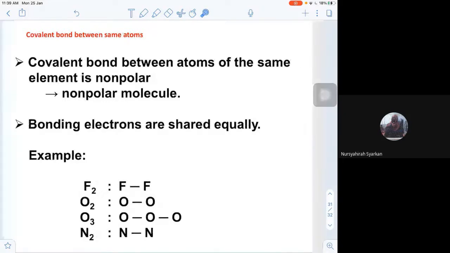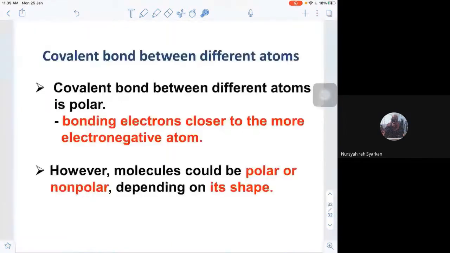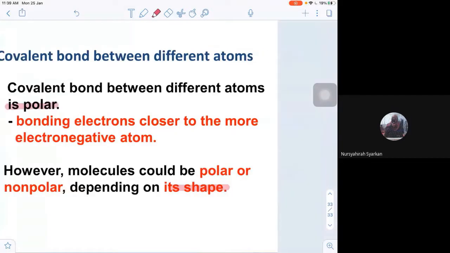As compared to a covalent bond made between different atoms, where the bonding electrons will be closer to the one that is more electronegative, so the bond is polar. It's always polar if we talk about the bond. However, the molecule as a whole can be polar or sometimes non-polar, depending on the shape. We'll discuss the shape first before we discuss the polarity of the molecule. Today we just discuss the polarity of the bond only, the bond polarity.